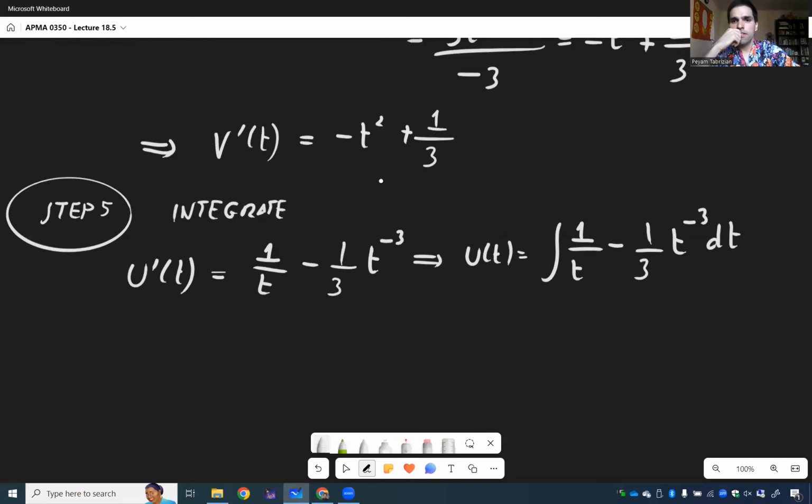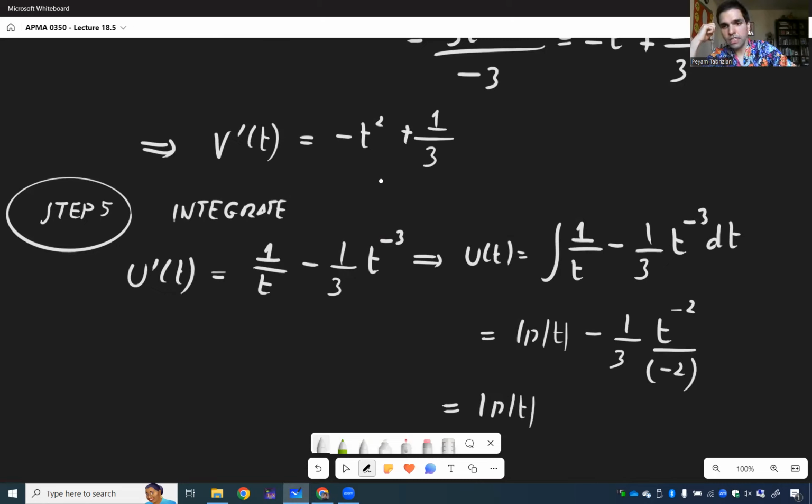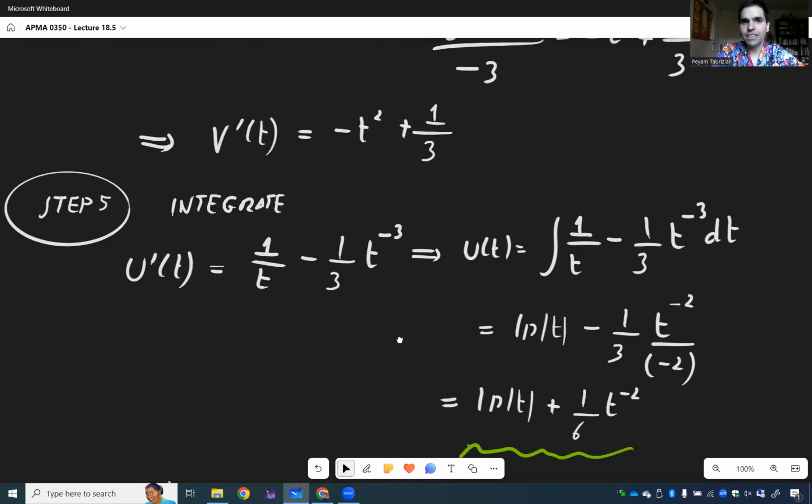And remember, integral of 1 over t is ln of absolute value of t, and this becomes minus 1/3 t to the minus 3 plus 1, so minus 2 over minus 2, and that becomes ln of t, and I believe plus 1/6 t to the minus 2. That was for u prime. Now for v prime, so that was the hard part. Now the next part is a bit easier.